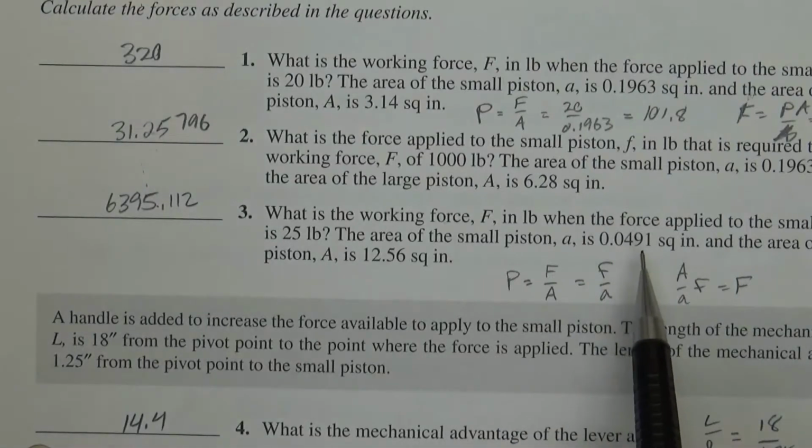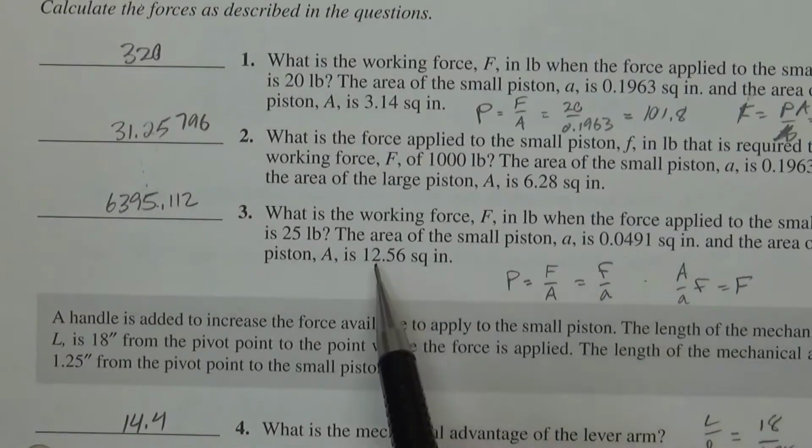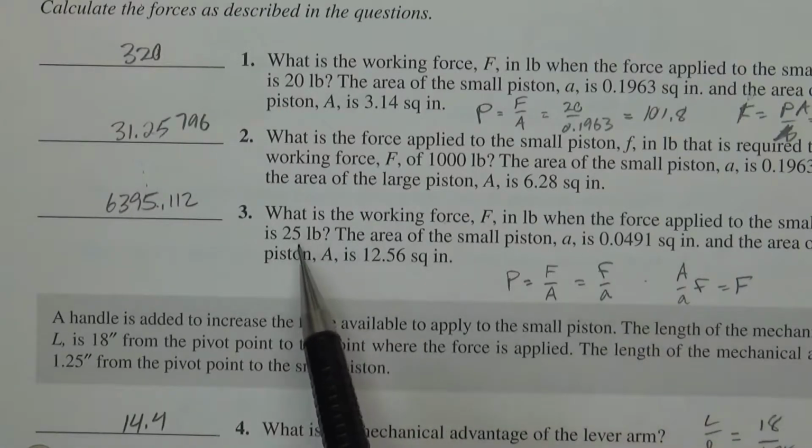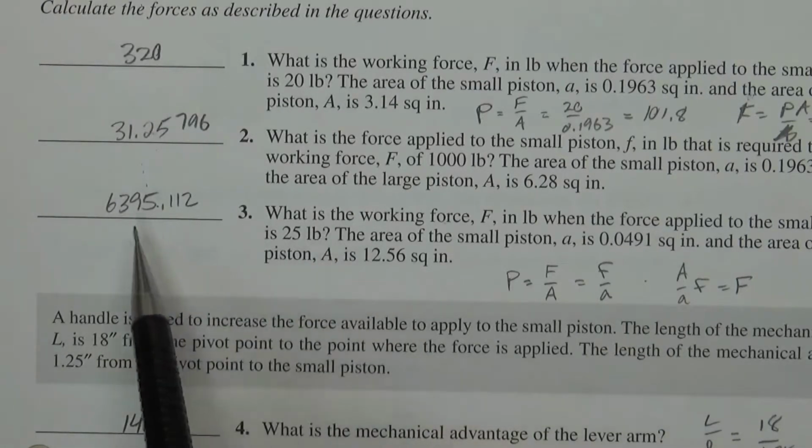And when I take 12.56 and divide it by this number, and then multiply by 25, I'm going to get 63.95.